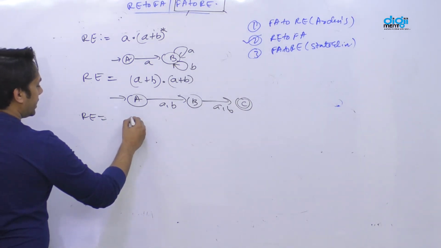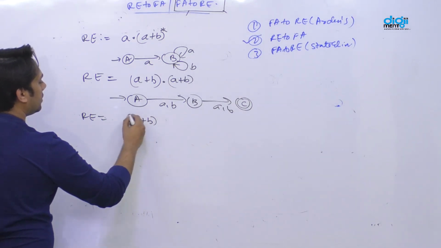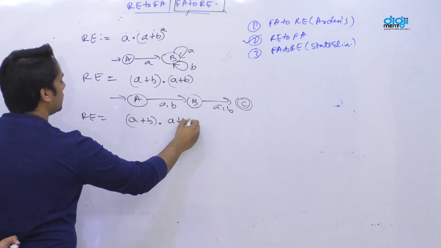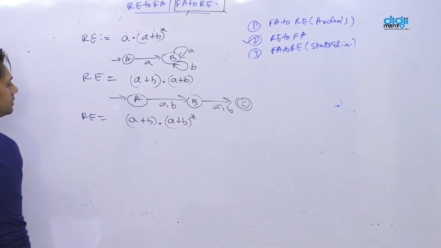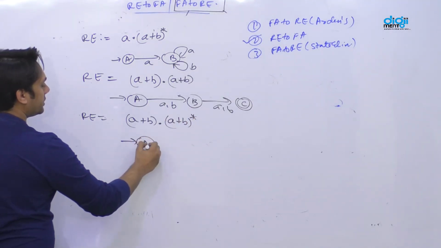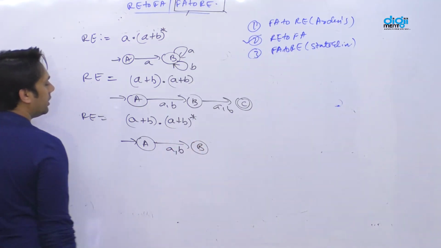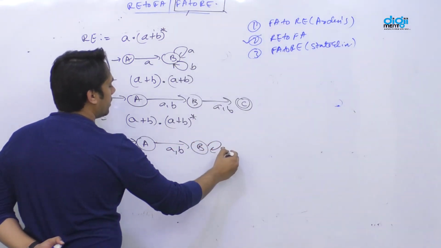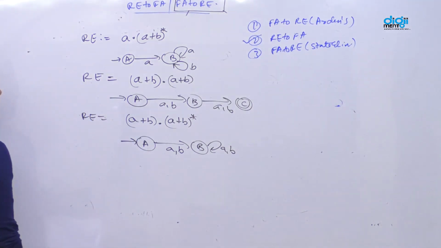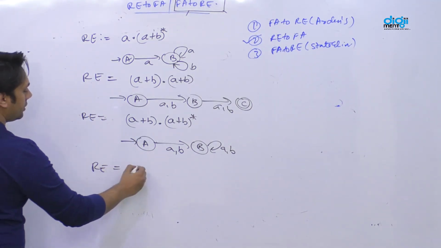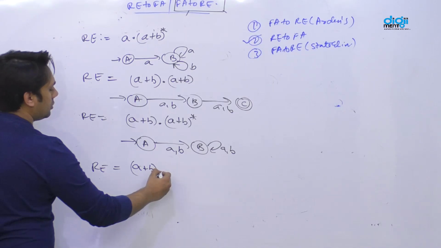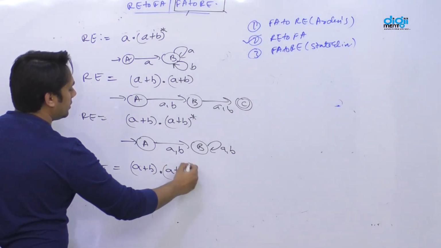But if you have something like (A plus B) dot (A plus B) whole star, this can be written as: initial state is A. By looking at a symbol A or B, you go to the state B, and on the state B you can have A or B, anything like this. If we have (A plus B) dot (A plus B) whole star.